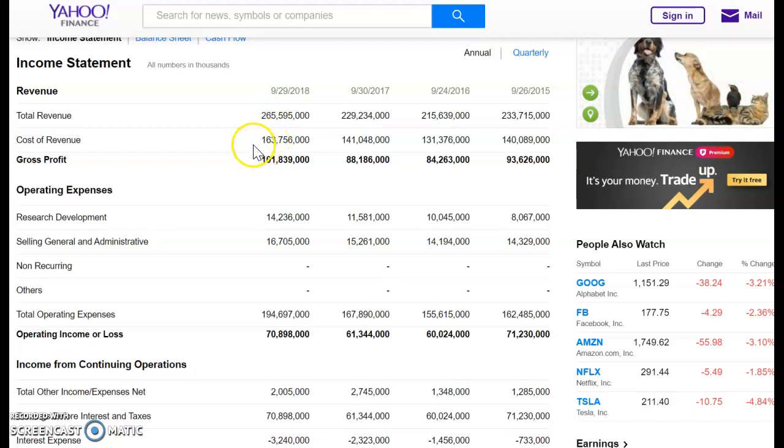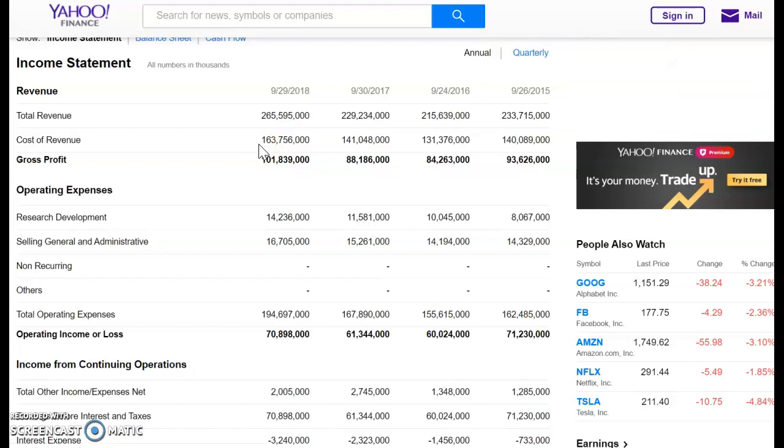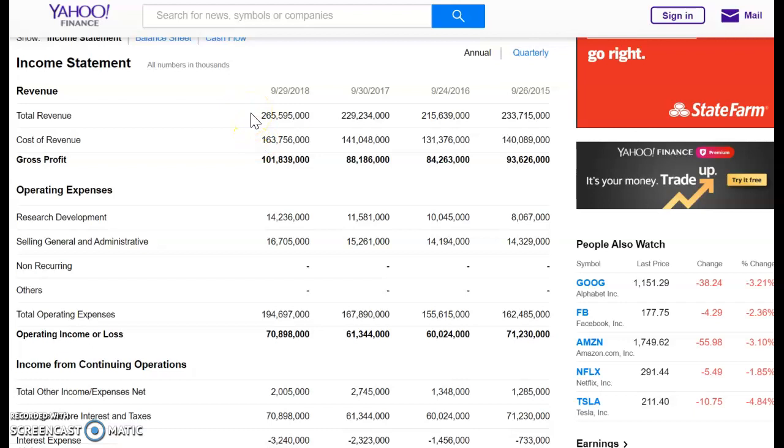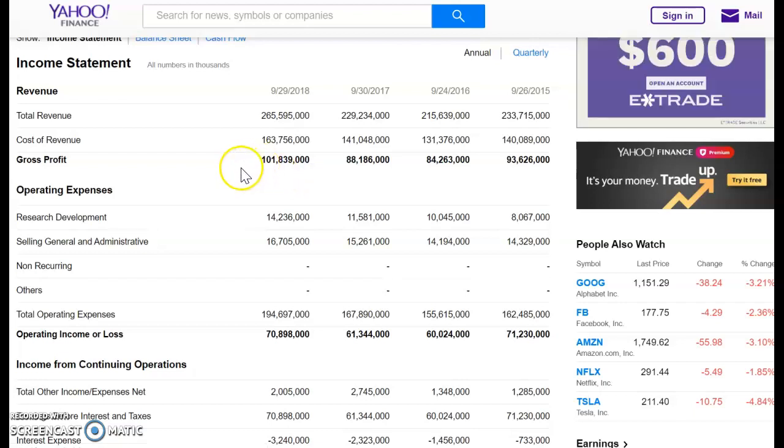And then you also see the cost of revenue. So the revenue is the amount of sales, and the cost of revenue is the amount that each of these products cost Apple. So if you subtract, the gross profit is the amount of profit that Apple makes from their sales. So the gross profit for Apple in 2018 is approximately $102 billion. That is a lot of money.